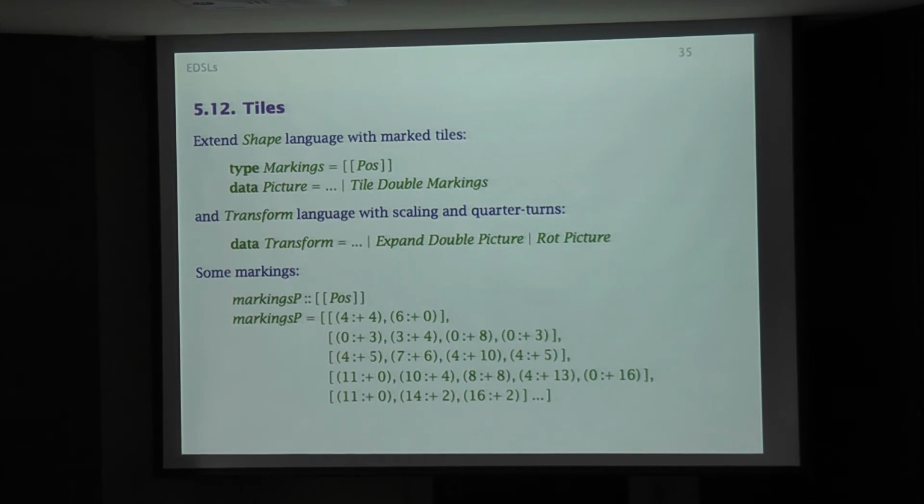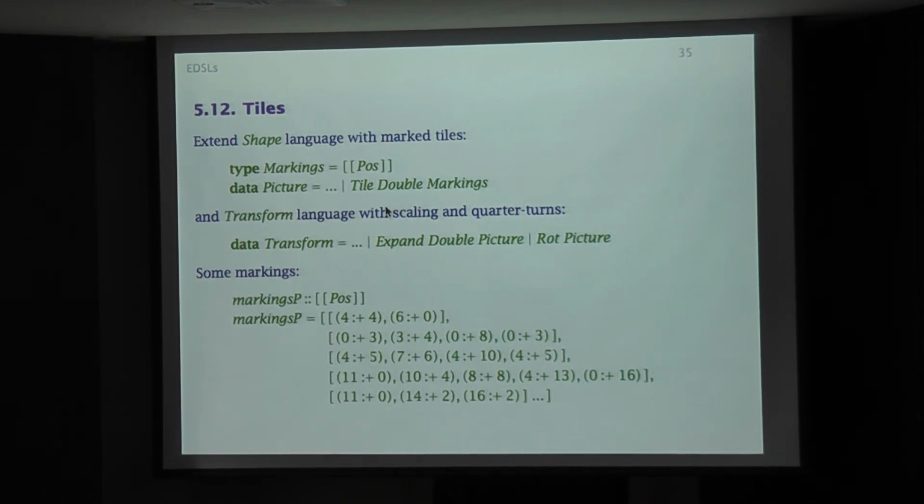A marking is a list of lines, and a line is a list of points, a list of at least 2 points. So this is the line from 4,4 to 60, and this is the sort of polygonal line that goes from 0,334 to 0,8 to 0,3, and there's lots more of those. That's a list of lines which makes a marking, and then a tile is a square with some markings on it.